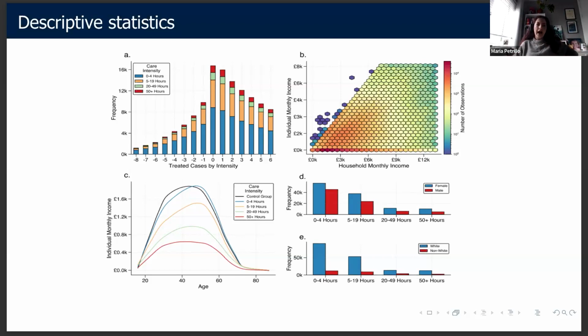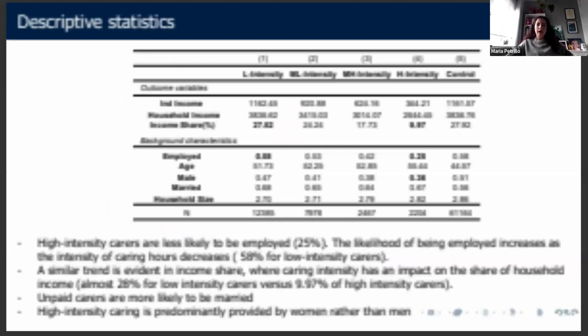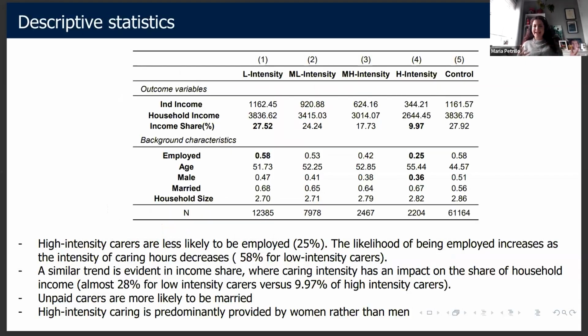unpaid care. As you can see, across all age groups, individuals who provide unpaid care earn less than the control group, the black line. And the difference is particularly relevant when we consider the green and red lines. Those providing 50 plus hours of care, so the red line, experience the largest income penalty with significantly lower earnings throughout their working lives.